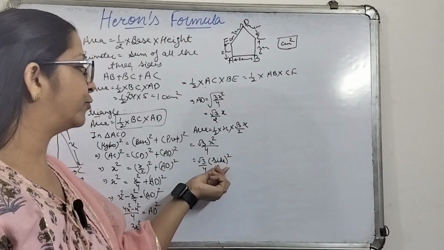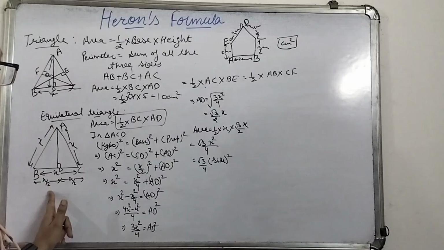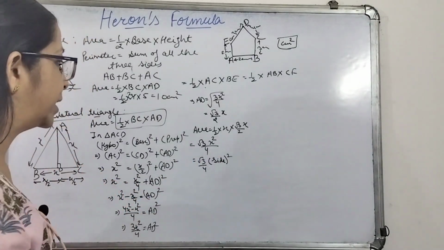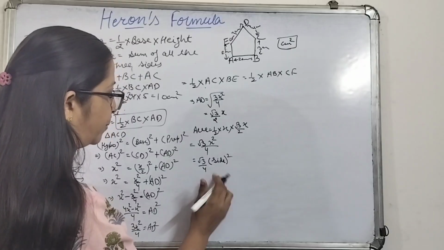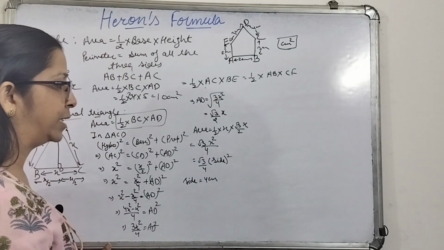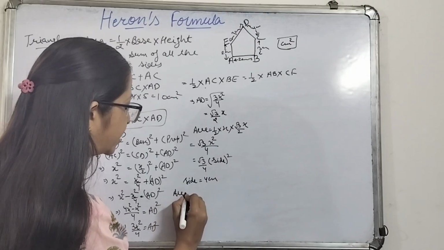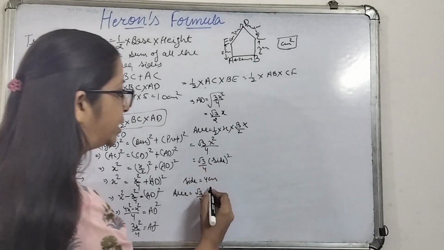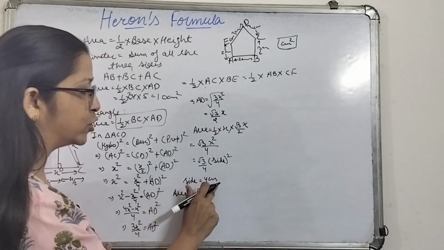If the side of the equilateral triangle is x, in that case the area will be root 3 by 4 into x square. If the side is, say, 4 centimeter, if we assume the side of an equilateral triangle to be 4 centimeter, in that case its area will be root 3 by 4 into side square, means 4 into 4, because the side we have assumed to be 4.